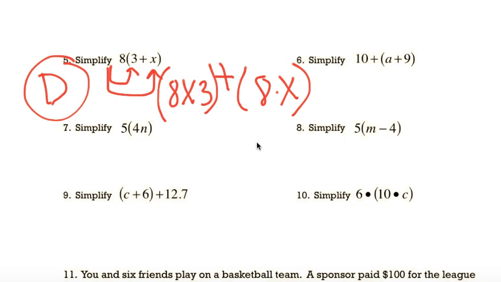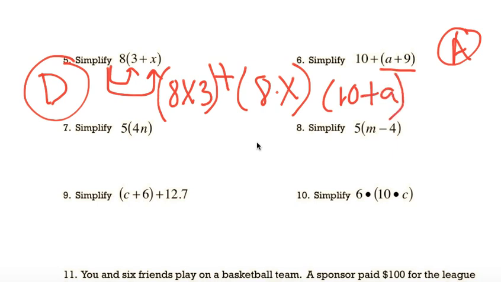Okay? Now, if I look at number 6, again, I see 3 numbers and a variable, and I see plus symbols, and I see parentheses. I'm thinking this one is going to be more for associative. Who's hanging out with who? In this case, A is hanging out with 9. I'm going to switch it around and put 10 hanging out with A. And then we're going to leave 9 by itself.